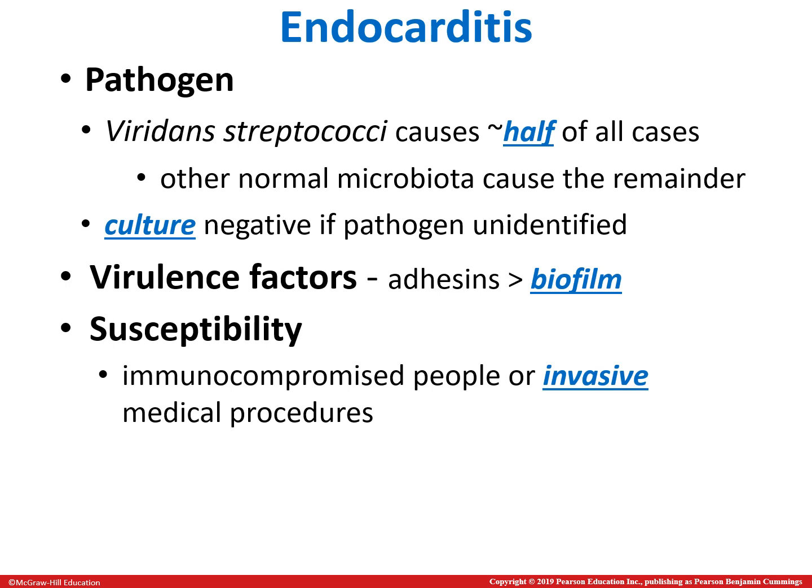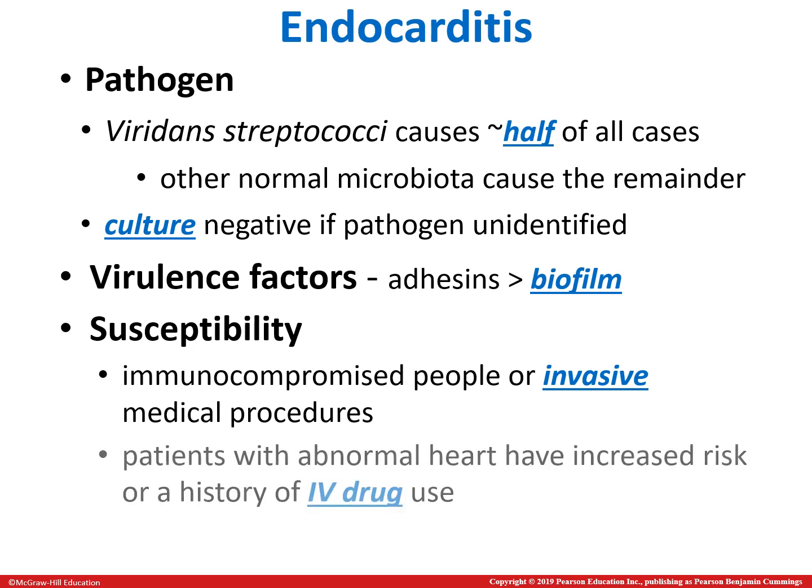So immunocompromised individuals are much more likely, anyone who has an invasive medical procedure, and most importantly, those that have an abnormal heart. So a heart murmur, a valve issue, those are the types of high risks. Also, patient history is really key because having a history of IV drug use is also highly correlated with this type of infection.